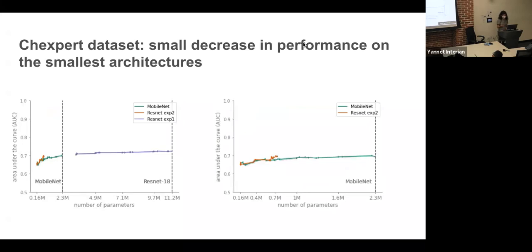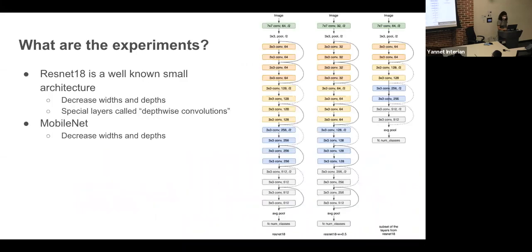And this is finally another data set, and kind of the same story. Maybe at the end you see a small decrease in performance with this small architecture. But you see, we are going from ResNet having 11.2 million parameters to 0.16 million parameters. So it's a pretty good reduction in terms of the number of parameters.